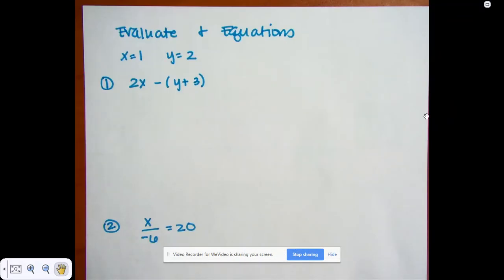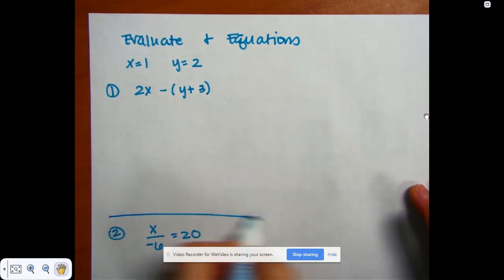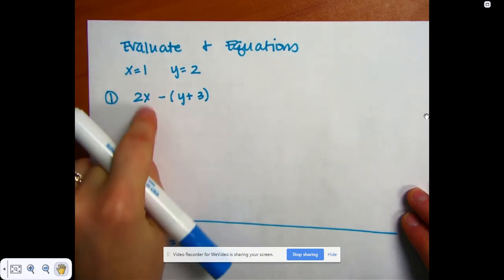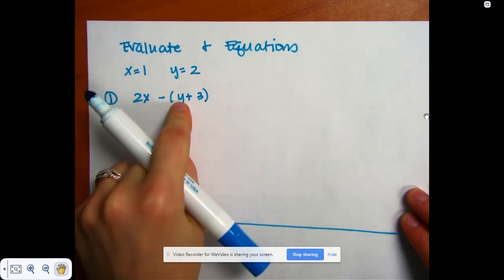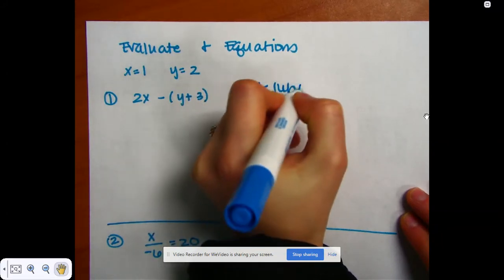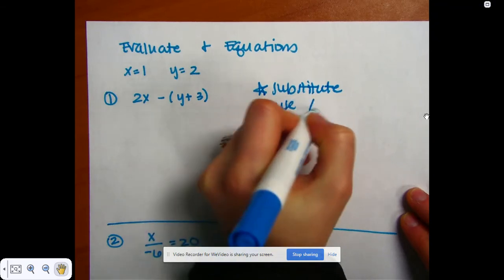So we are recording. I'm going to do the evaluate and equation section together. So this first problem is separate from the second and third ones. So this first one, we're going to replace the x with 1 and replace the y with 2. Whenever we substitute and replace, we want to use parentheses.